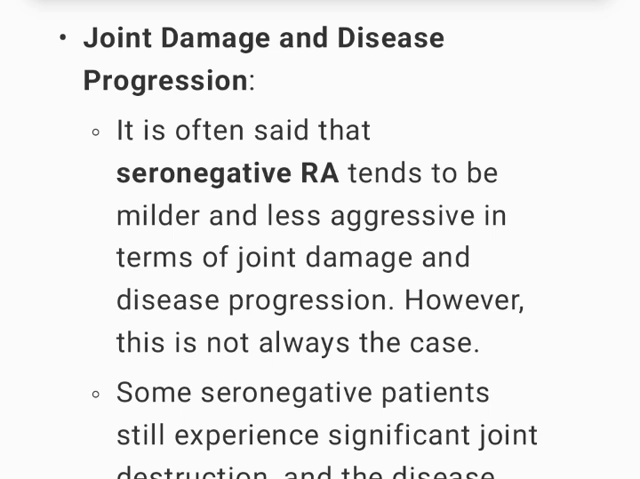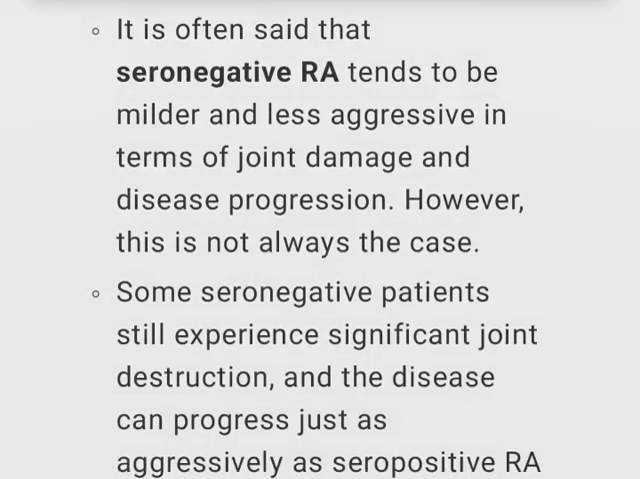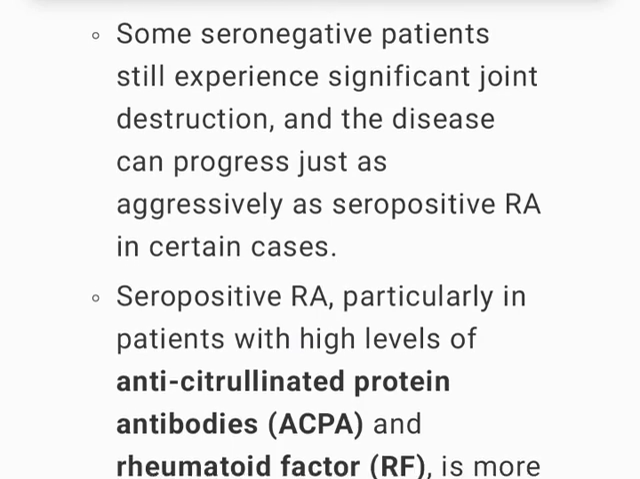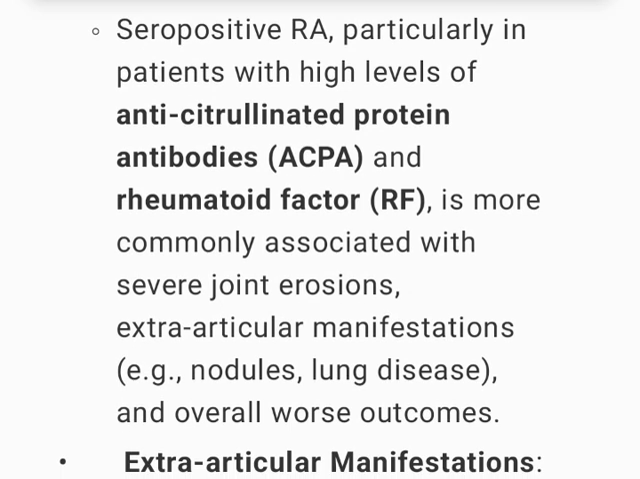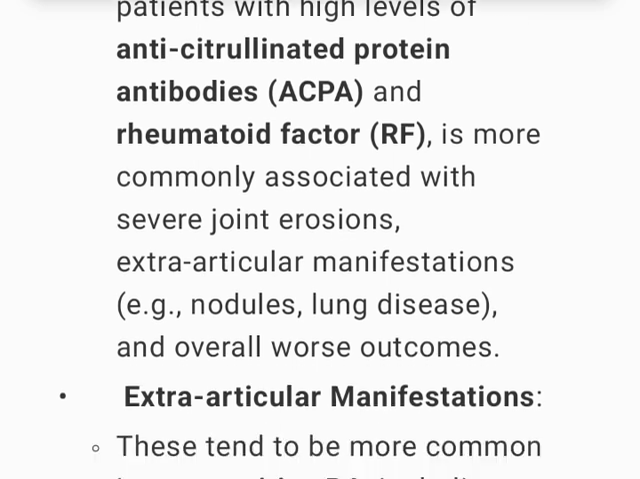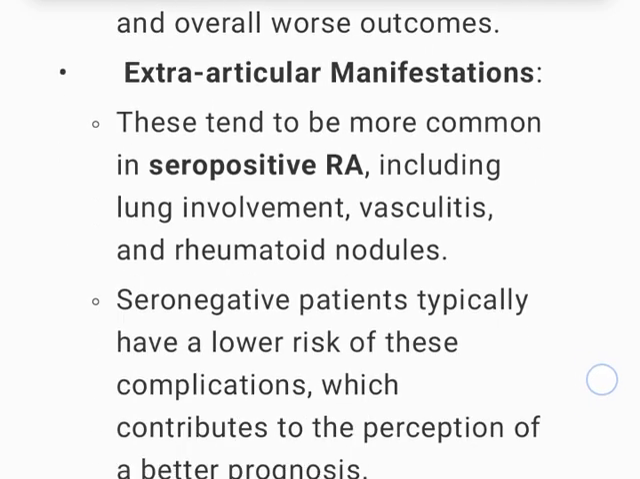It is often said that seronegative RA tends to be milder and less aggressive in terms of joint damage and disease progression. However, this is not always the case. Some seronegative patients still experience significant joint destruction, and the disease can progress just as aggressively as seropositive RA in certain cases. Seropositive RA, particularly in patients with high levels of anti-citrullinated protein antibodies (ACPA) and rheumatoid factor (RF), is more commonly associated with severe joint erosions, extraarticular manifestations, e.g., nodules, lung disease, and overall worse outcomes.